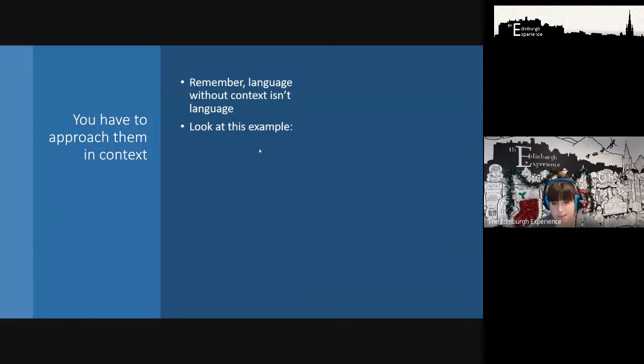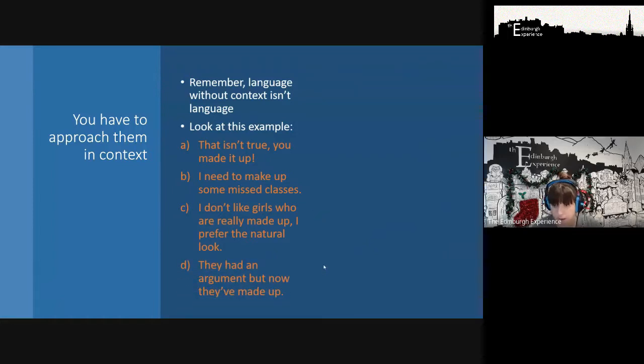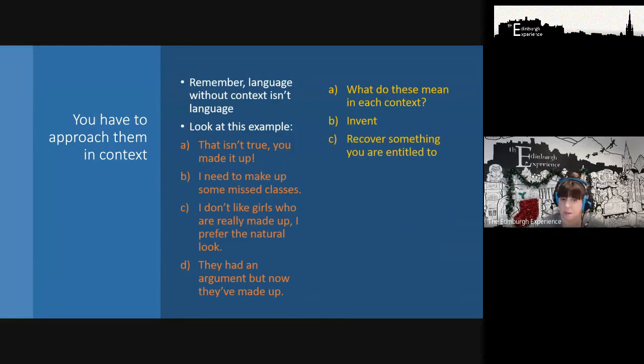So here's one verb, "make up." Here are 4 different sentences which all use the verb "make up," but in each one, it's got a different meaning. Okay? So, "that isn't true, you made it up." What I'm saying here is that we invented it. Yeah, you invented that. "I need to make up some missed classes." I need to recover the classes that I'd already paid for. So it's something that I was entitled to that I need to get back.